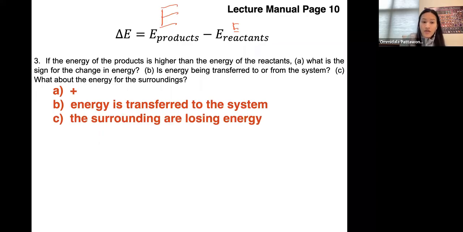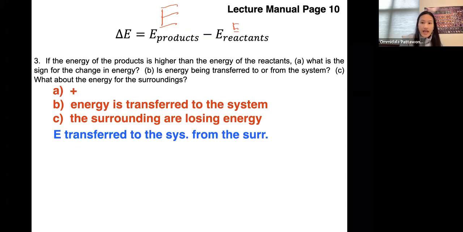Therefore, the surrounding is going to lose energy. Remember, the system and surrounding are opposite. So we can conclude that energy is transferred to the system from the surrounding, or vice versa, energy is transferred from the surrounding into the system. You can say it either way.